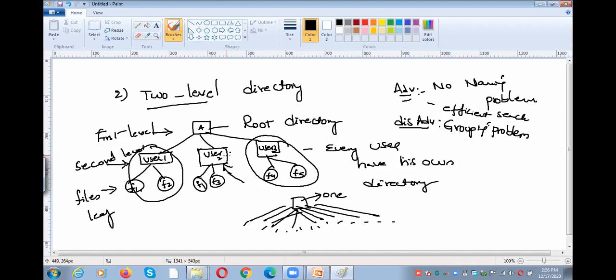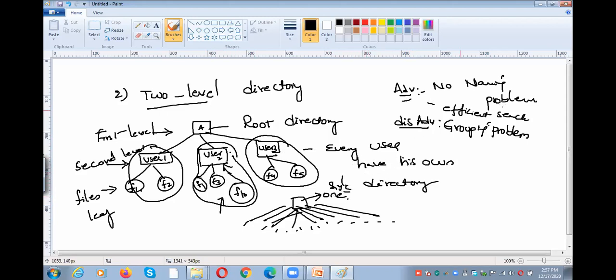For example, user 2 wants to search for a file 10. So directly where we need to search, we no need to search in user 1's directory and we no need to go to user 3's directory. Why? Because user 2 is willing to search for a file in his directory. So directly he will go to this directory and he will search there for the file 10, F10. Okay. So searching is easy in the case of two level directory. It is difficult in the case of single level directory.